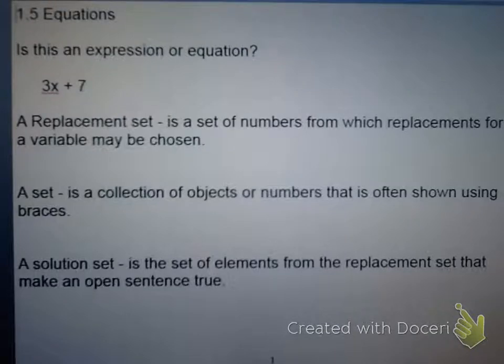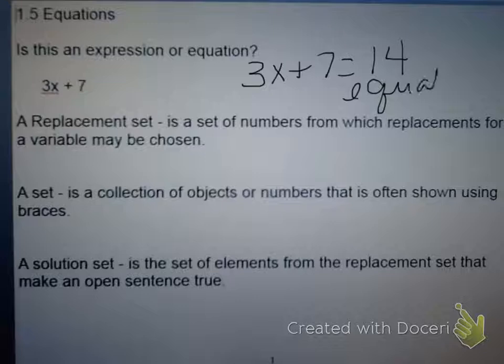Section 1.5 Equations. First, is this an expression or an equation: 3x plus 7? 3x plus 7 is an expression. If we put it equal to something, then it would be an equation. That is the only difference between an expression and an equation. An equation has an equal sign, an expression does not.